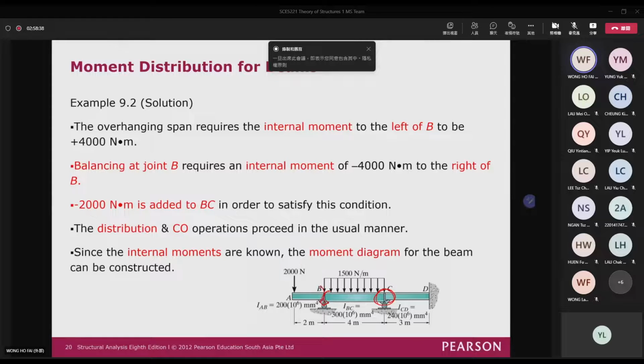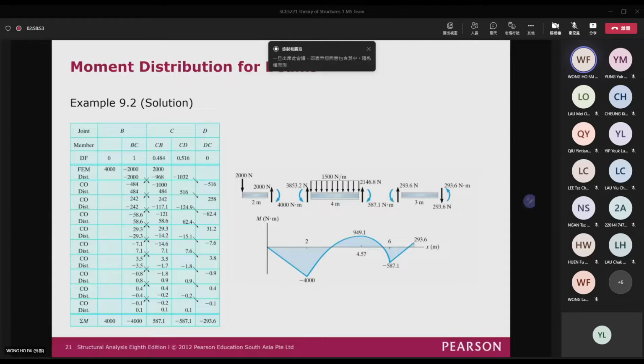So this 4,000 is always here, because this negative 4,000 is always in this size, and then it is due to this 2,000 times 2 meters. Now, when we have a situation like that, we will again use the sign convention. For the joint here, you can see that this one is 4,000, because it is clockwise, so we put it as positive.